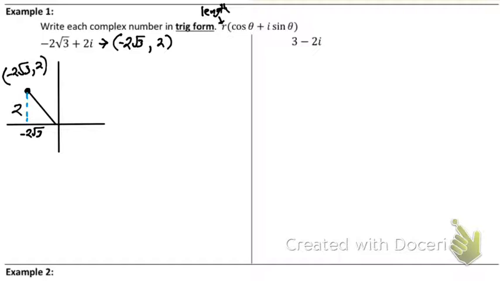First thing I'm going to do is find this length. Let's just call that length R, and we'll call it the absolute value of R. So the absolute value of R equals our two components squared. That's negative 2 square root of 3 squared plus 2 squared.